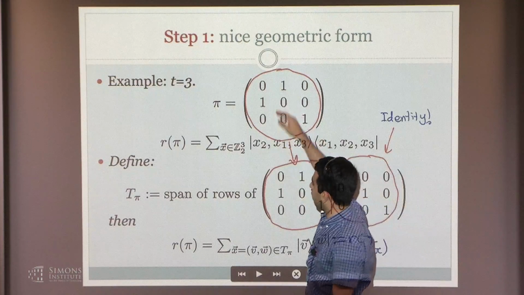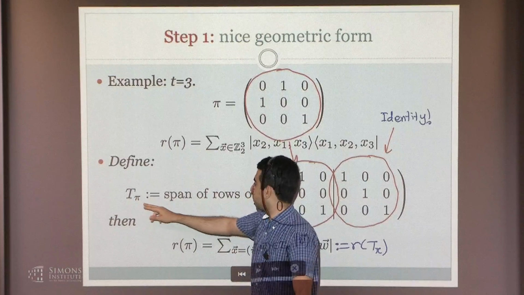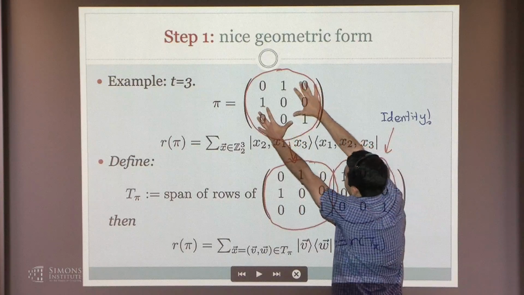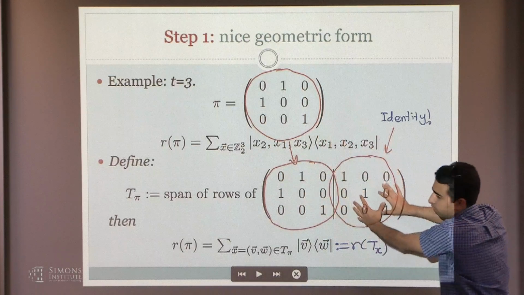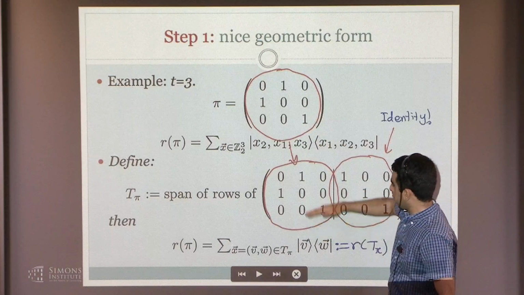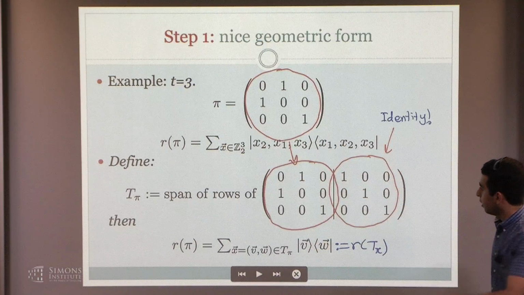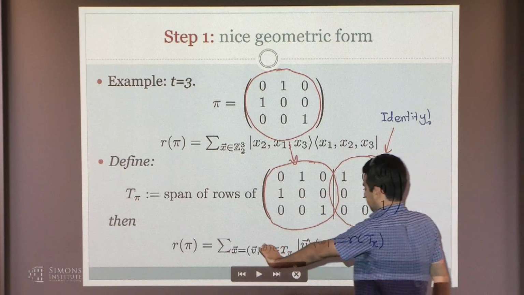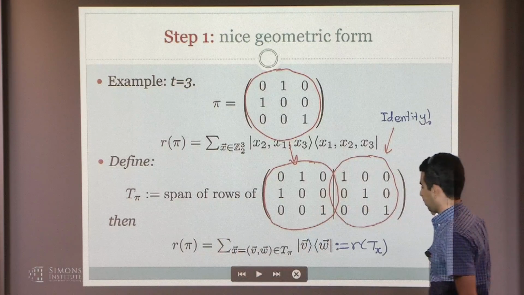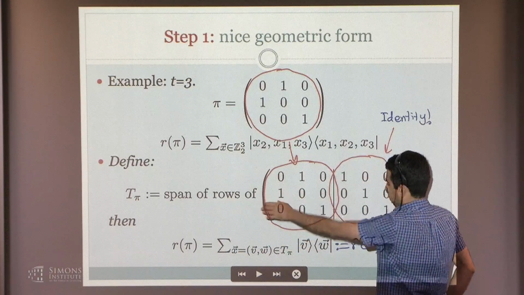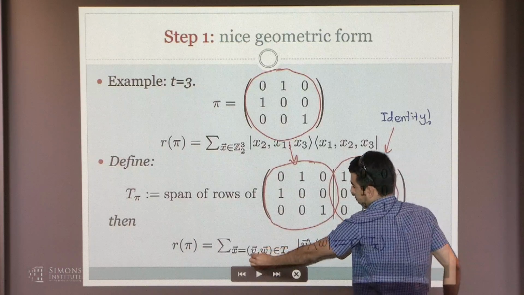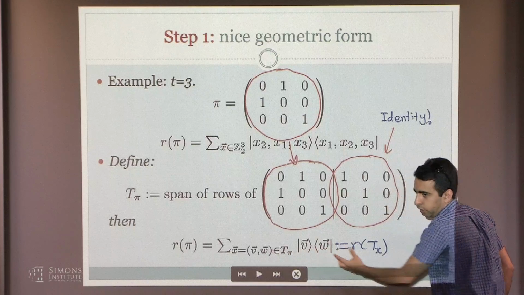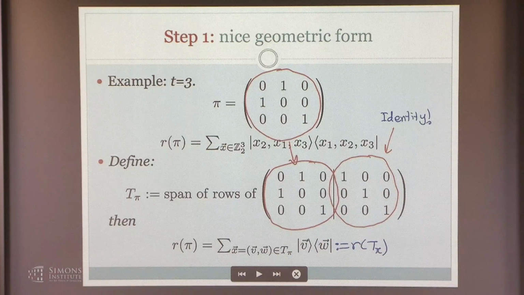And to generalize this, I'm going to define this subspace, T pi, which I construct in this way. I put this permutation matrix in the first block, an identity in the second block. And what I'm going to do is look at the row space of this matrix. And this is going to be a 3-dimensional subspace of this 6-dimensional space. And this R pi, this permutation matrix, can be written in terms of this: you choose a vector in this subspace, and if you pick the first 3 elements and put them in a ket, and the second 3 elements and put them in a bra. And this is another way to write this permutation matrix.